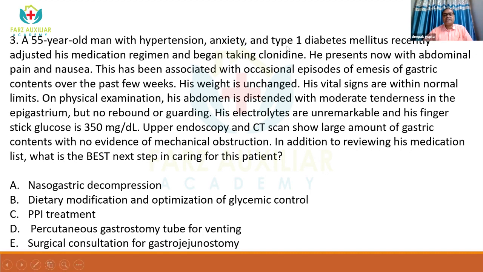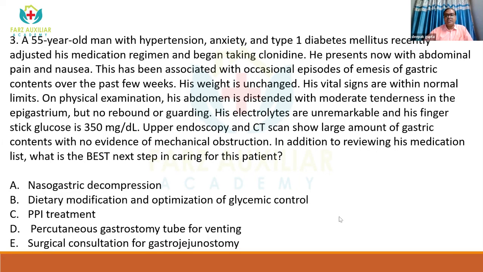Yes, anyone want to attempt? Any answer in the chat box? What exactly is it? Someone has answered B, dietary modification and optimization of glycemic control. Yeah, anyone else want to attempt, or we'll see the answer? See, such tricky questions will be there in the exam. Don't expect direct questions. B, very good. Two people have answered it as B. So what exactly is the diagnosis? Anyone can unmute and tell? Gastroparesis. Yes. Okay, let's see what the answer is.